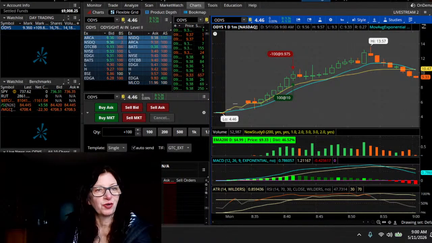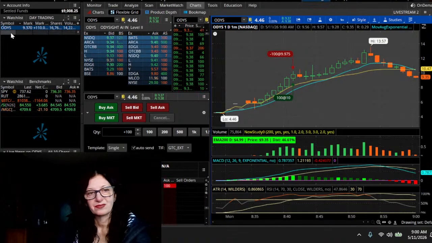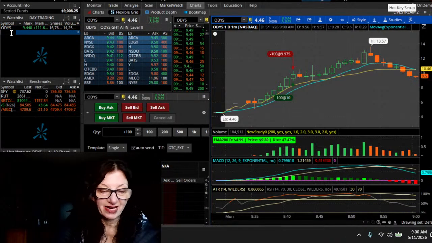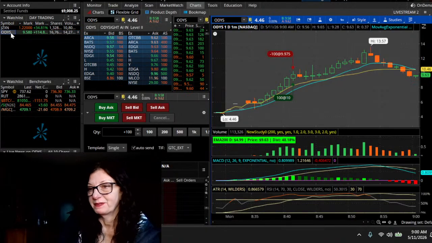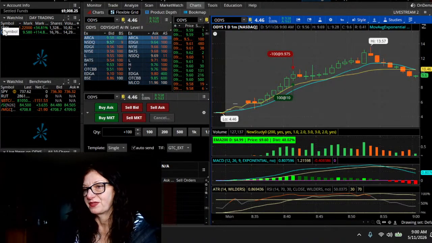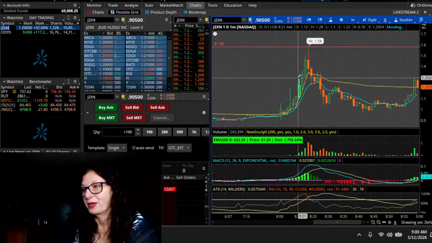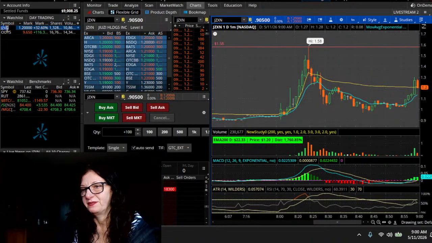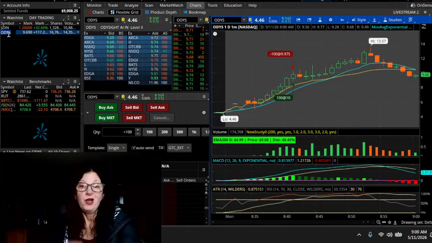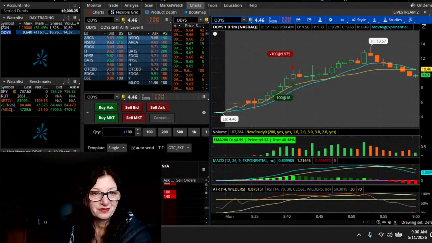All right. Wait, JZXN. What is it? What are they doing? Looks like they're doing something. Popping above VWAP. Okay, interesting. We're at 9 o'clock.